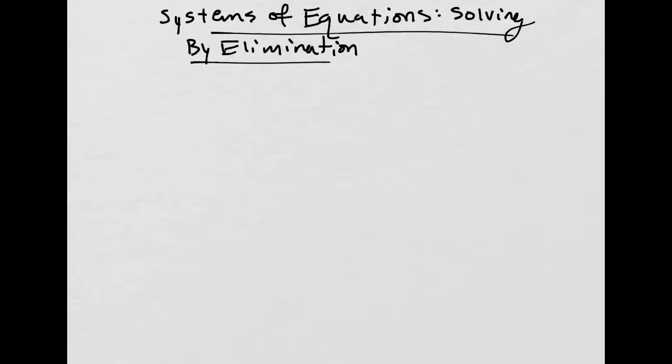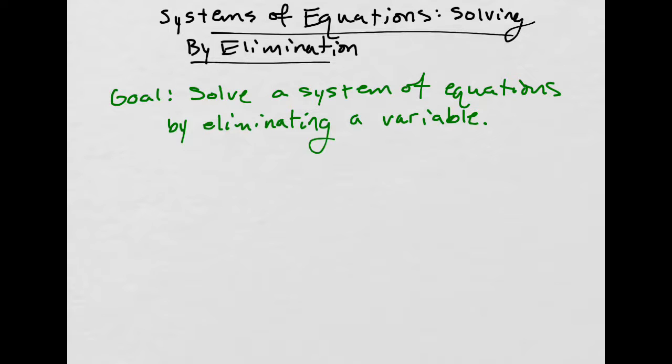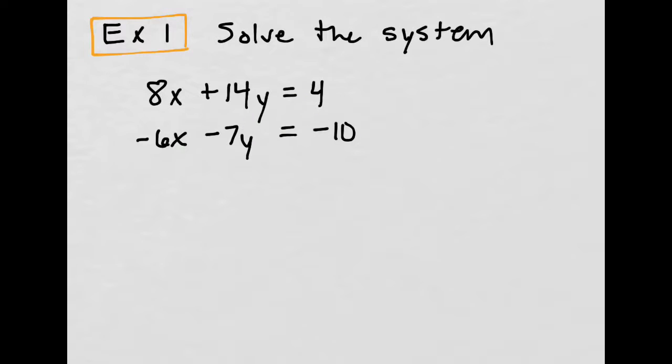So this is called the elimination method or the addition method. So what is the goal here? The goal is to solve a system of equations by eliminating a variable, which will help us solve a single variable equation. And this is all done algebraically, which means without a graph. That's all. So let's take a look at our first problem. Solve the system. That means find the ordered pair where these two lines intersect.